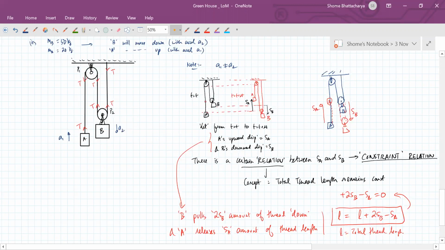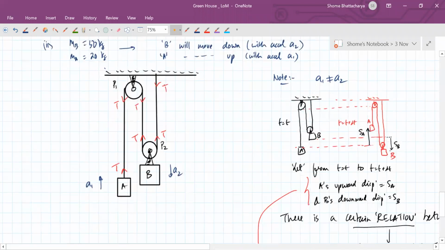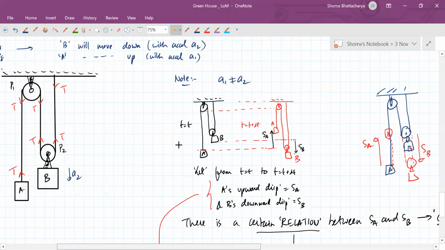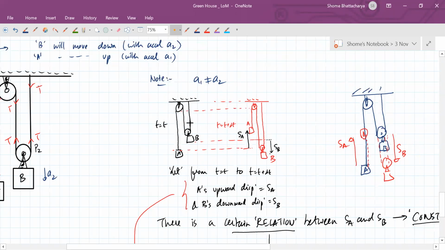So if you compare the diagram on the left with the right, the diagram at t equal to t, which I made in black. Now in that, the total thread length is L, let's say. So in this diagram here, this one, the total thread length, let's say, is L. Now, when you're going from this diagram to this diagram, delta t times later, your block B along with this pulley P2 attached to it has come down by SB.